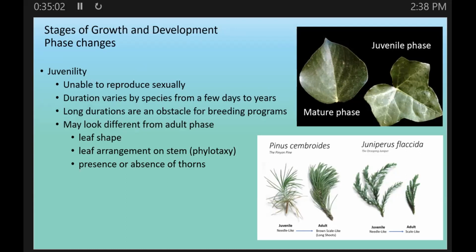Yep, ivy on the top, right? And sometimes it's super dramatic in terms of the shift, and sometimes it's a little more subtle. So just be aware that sometimes they can look very different compared to the adult. And it's always a good question to ask: do you know how old this plant is?